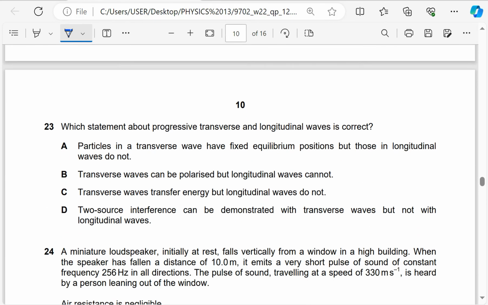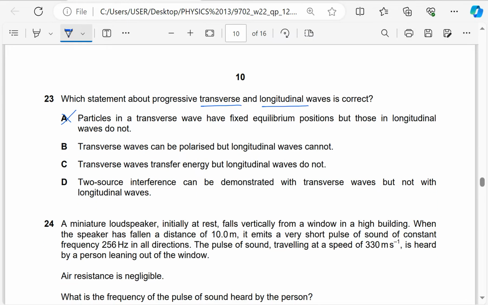Which statement about progressive transverse and longitudinal waves is correct? Remember, progressive waves transfer energy, of course, both of them. For transverse, particles vibrate perpendicular. For longitudinal, particles vibrate parallel. So let's see: particles in transverse have a fixed equilibrium position, but those in longitudinal do not. This is not true; all particles have a fixed equilibrium position.